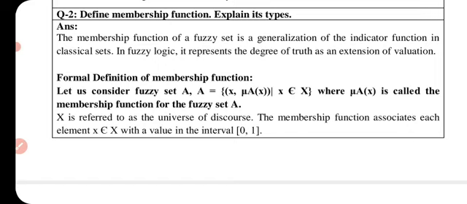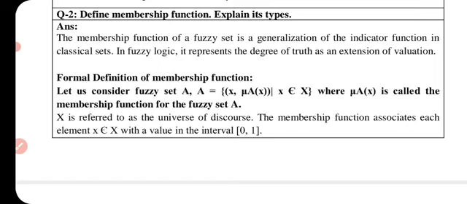Before fuzzy logic, the mathematical theory was known as classical set theory. In classical set theory, the operating function is the indicator function. So the membership function is a generalization of the indicator function. And what does the membership function represent? The degree of truth, whether the element belongs to that particular set or not.